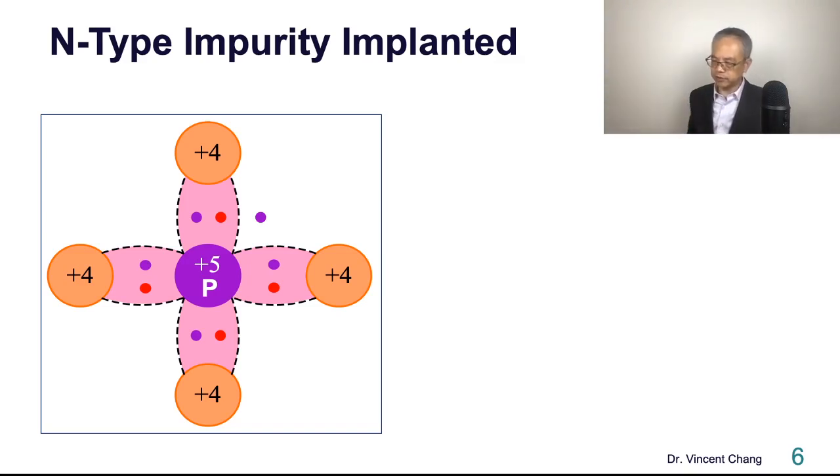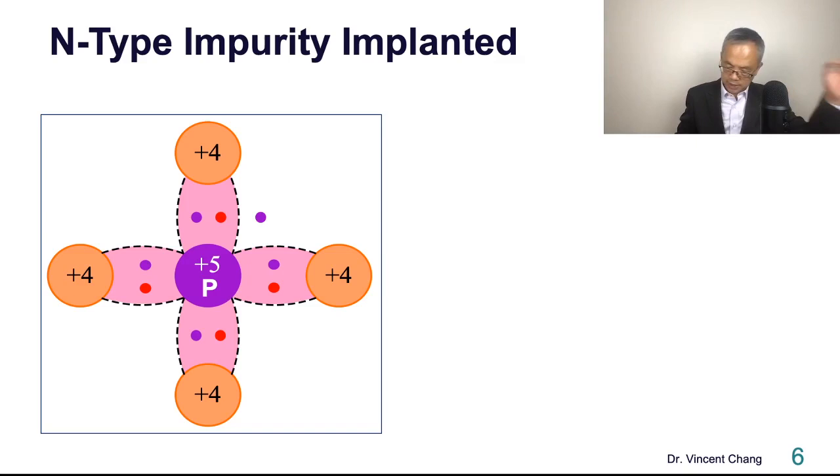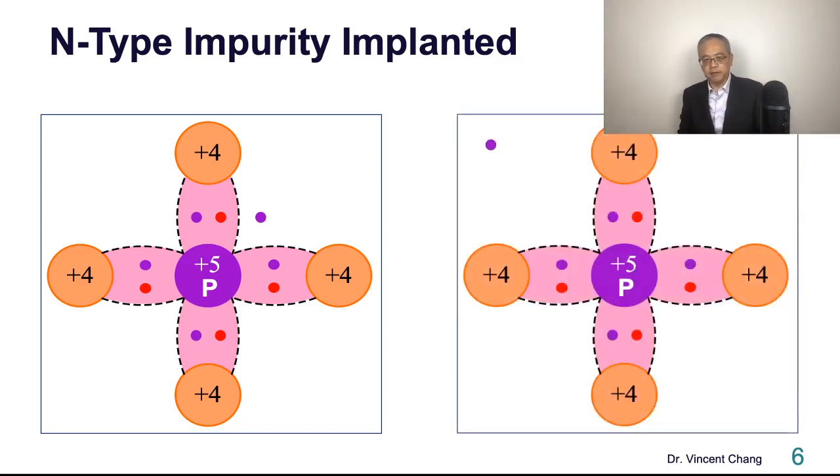So what does the positive 5 represent? You can put this down in your notes. The positive 5 represents positive 15, which is the atomic number, minus 10. I don't think I need to belabor the detail because I explained this in the previous lecture when we talked about the intrinsic silicon.